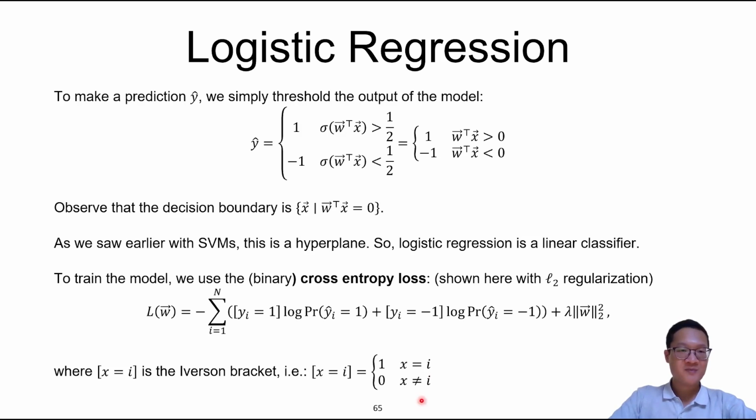To make a prediction, we just threshold the output of the model. We predict 1 if sigma of w transpose x, i.e. our model output, is greater than or equal to 1/2, and -1 if our model outputs something less than 1/2. Equivalently, this is the same as 1 if w transpose x is greater than 0, and -1 if w transpose x is less than 0.